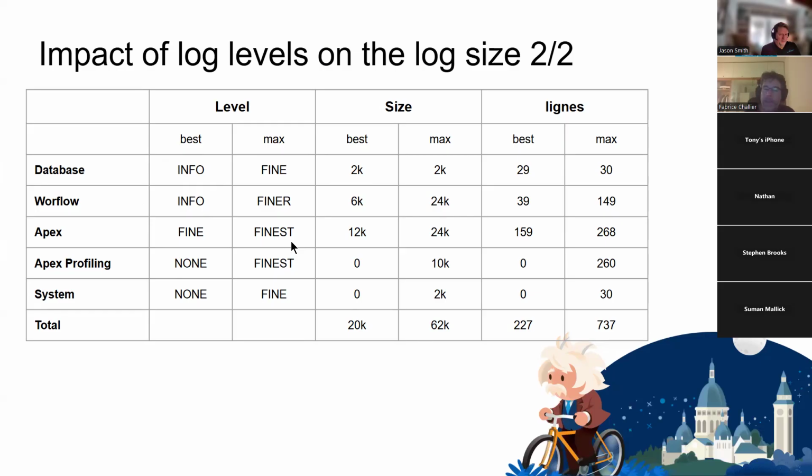Okay, so just keep in mind, if you push a debug level to its maximum, just do it on purpose and not because you don't know if you need it or not. You should know why you are using Apex profiling to Finest. If you don't know why you're using it, keep it to None. Same for the Apex: if you don't know why you need it to be Finest, keep it at Fine. It will be more than enough. Okay.